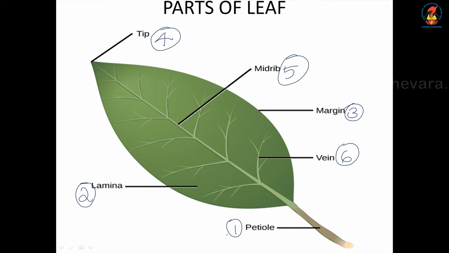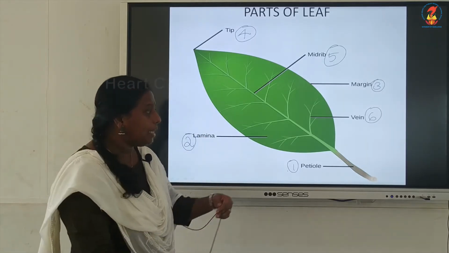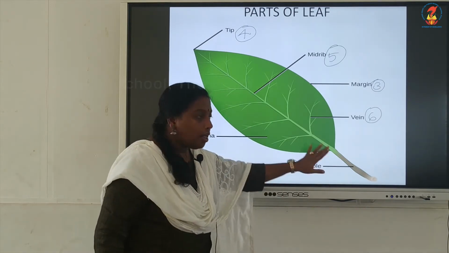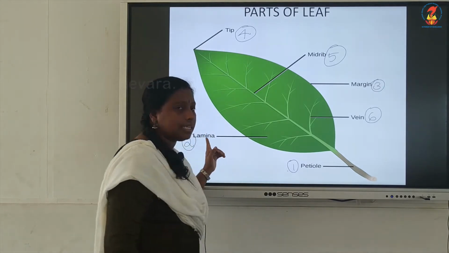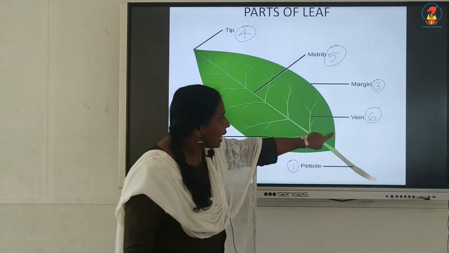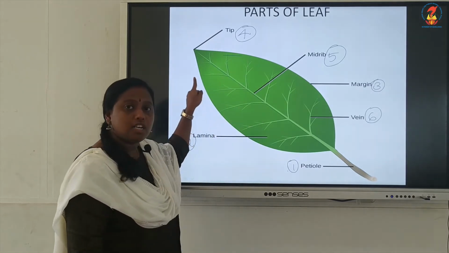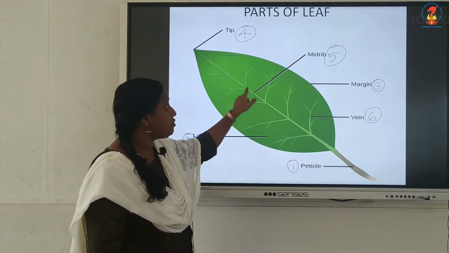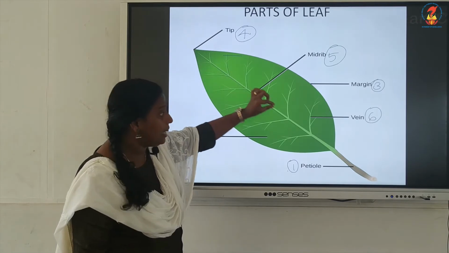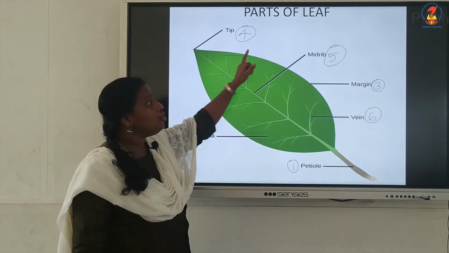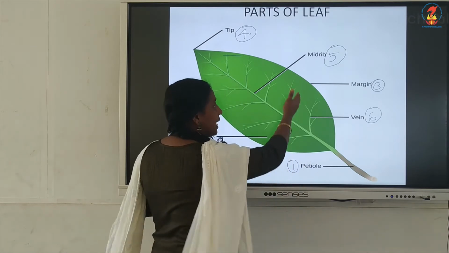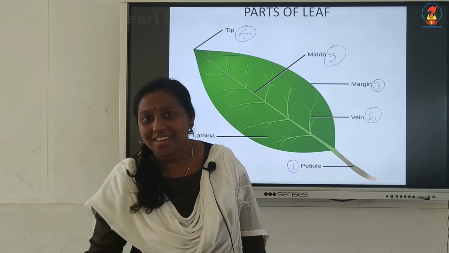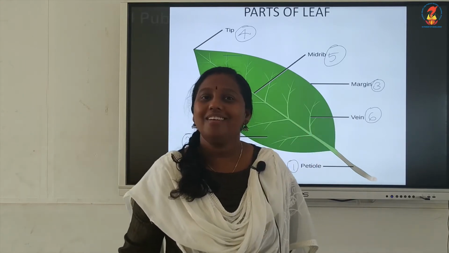So, how many parts are there for a leaf? There are 6 parts. Once more, repeat with me. Number 1, the part of the leaf with which it is attached onto a stem, you call it the petiole. The broad green portion of this leaf, you call it the lamina. Then the side of this leaf, you call it the margin. Then there is a tip. Okay, the petiole is continued into the leaf through the center. The central, major prominent vein of this leaf, you call it the midrib. And all the side branches which arise from the midrib, you call them veins. So clear? So these are the 6 main parts of a leaf.